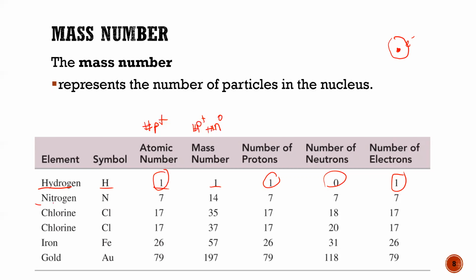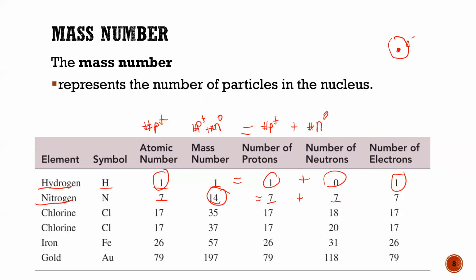So if I see nitrogen, the atomic number, if I look at a periodic table, is 7. If the mass number is 14, that means I have 7 protons, but I must also have 7 neutrons. And why is that? 7 plus 7 equals 14, my mass number. Because again, this is the number of protons, this is the number of neutrons. When I add that up, it equals the mass number. Just like 1 plus 0 is 1.